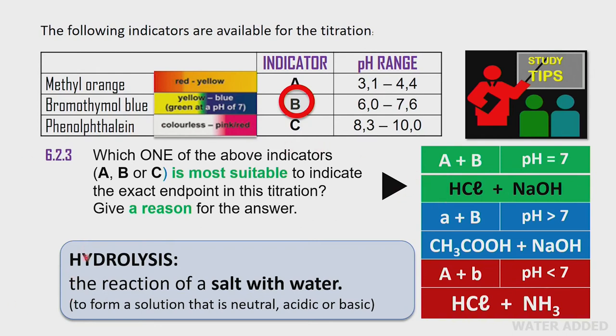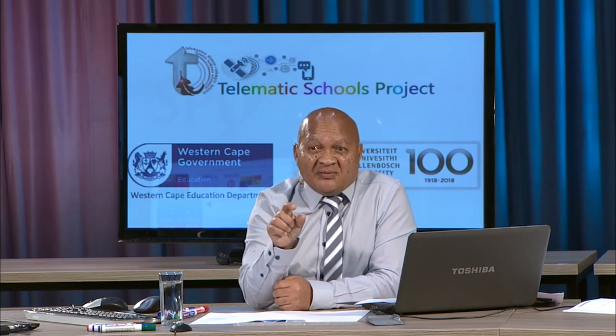But another word that you'll have to learn for grade 12 is hydrolysis, the reaction of a salt with water. That is another definition that you have to learn. But let me recap that idea. You look at that table, you see which indicator must I use. I must use the middle one, B, and then they ask you to write down your reason. Then you just look in the table and you say, I have added a strong acid to a strong base, and that is why my pH will be about 7. That's the only thing you write. Addition of strong acid to strong base. Please write it down now.